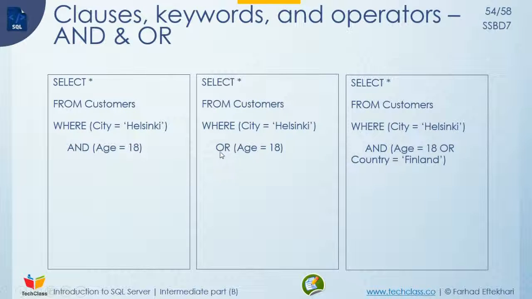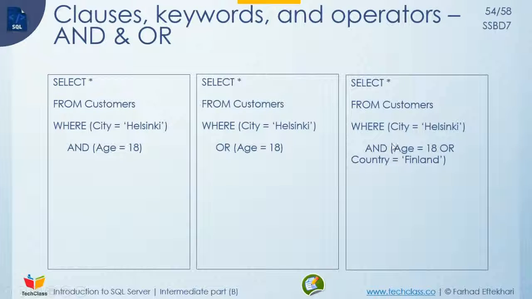And also we have OR, where we are using two conditions, and we are looking for customers who are living in Helsinki, so the city is Helsinki, or they are 18. So any row that's going to be returned to us has any of these conditions true. And here in the last example, which is a little bit more complicated than these first two, we are looking for the customers whose city is Helsinki and whose age is 18, or whose country is Finland.